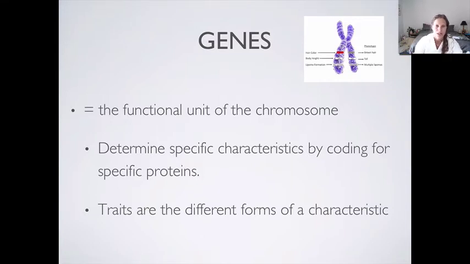All right, but a gene is a functional unit of the chromosome, and it's going to determine specific characteristics that are coded for by specific proteins, and those are all found on those chromosomes, right? Traits are just the different forms of the characteristic.